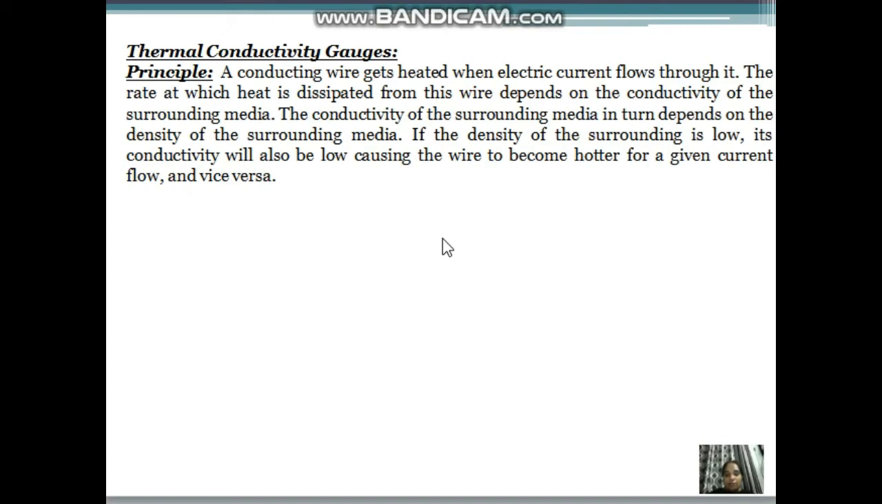Means if the density of the surrounding media is low, if the molecules are very few, how can the heat be dissipated? It cannot dissipate the heat. So the wire will become hotter for a given current flow. So this is the principle behind the thermal conductivity gauges. In thermal conductivity gauges we have two types. Those are the Pirani gauge and the thermocouple type conductivity gauge.